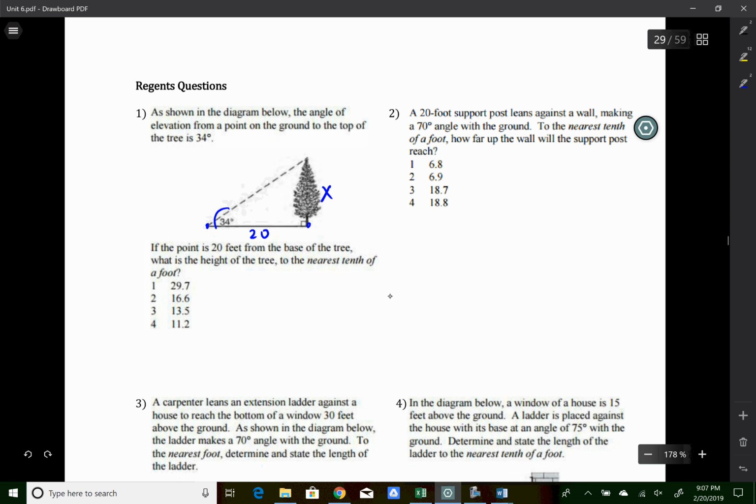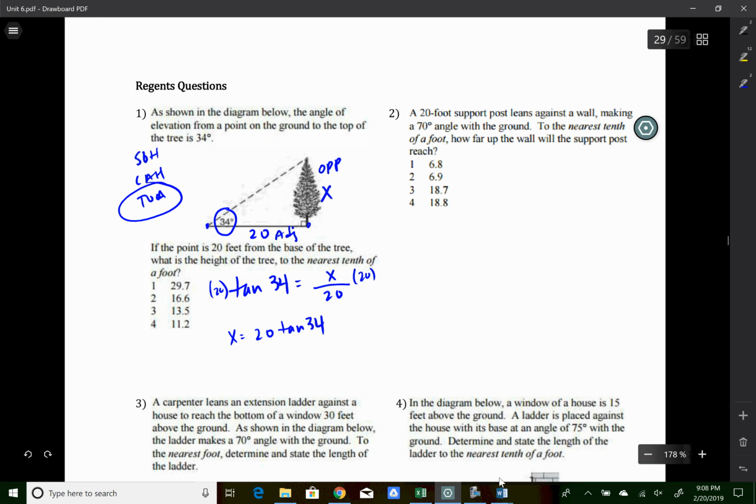If 34 degrees is our given angle, I know X is the opposite side, and I know 20 is the adjacent side. When we look at SOHCAHTOA, we're trying to figure out which ratio has the opposite and the adjacent side in it. That would be tangent. So the tangent of 34 degrees is equal to the opposite side, X, over the adjacent side, 20. In class we said I want to get X by itself, so I'm going to multiply both sides by 20. So the X value is just 20 tangent of 34.